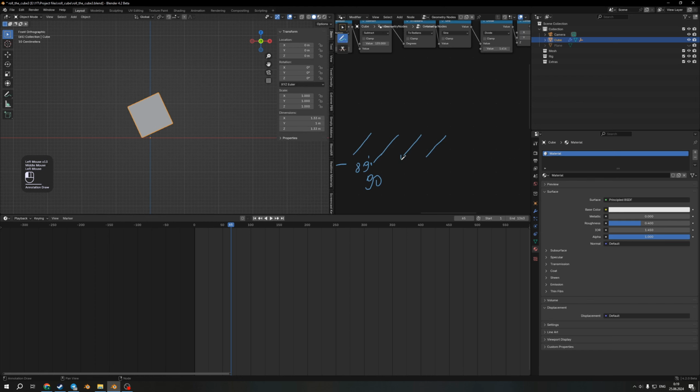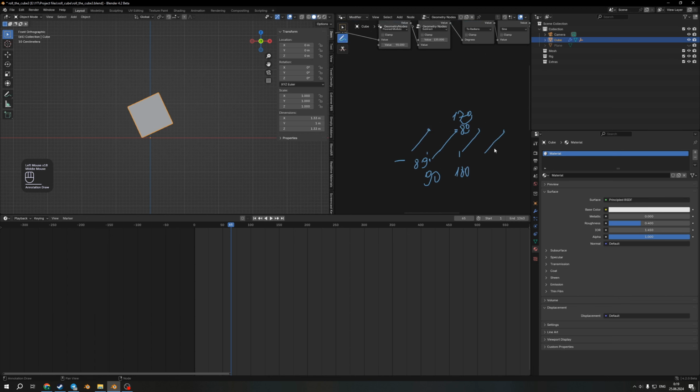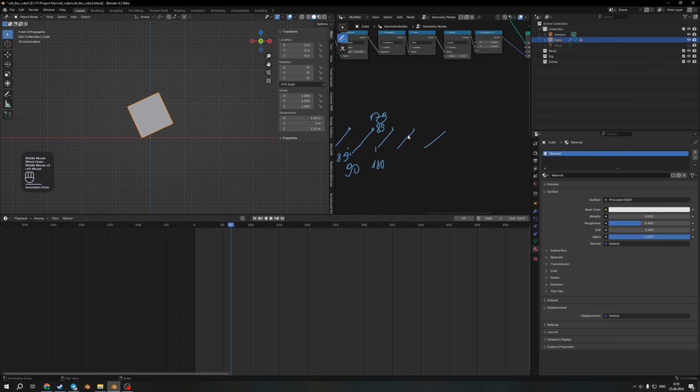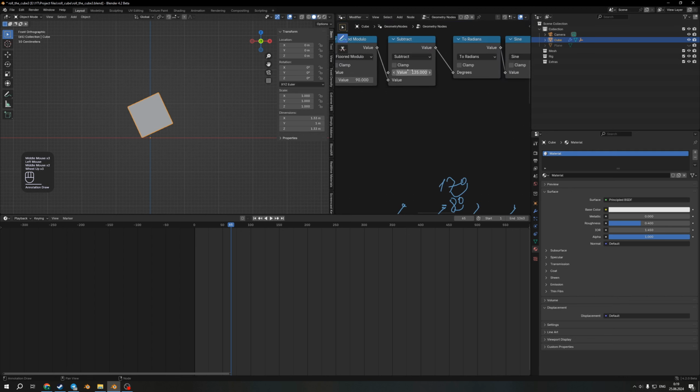And at frame 180, we get 0 again. At frame 179, we get a value of 89. And so on. So on each of those points, every 90 frames, it repeats. After that, we subtract it from 135.